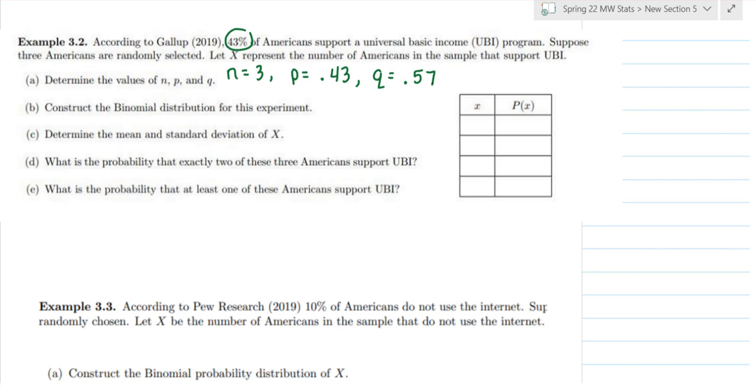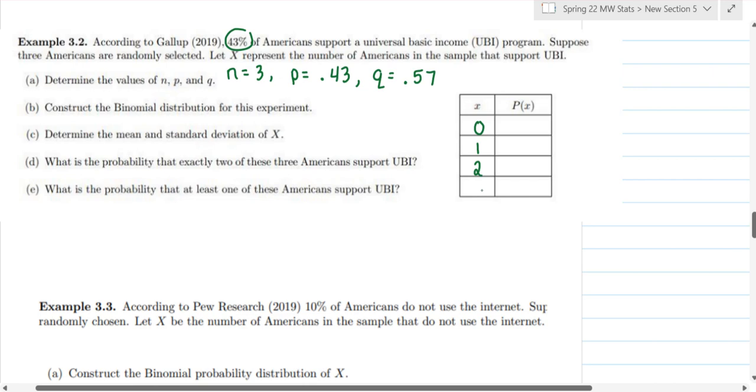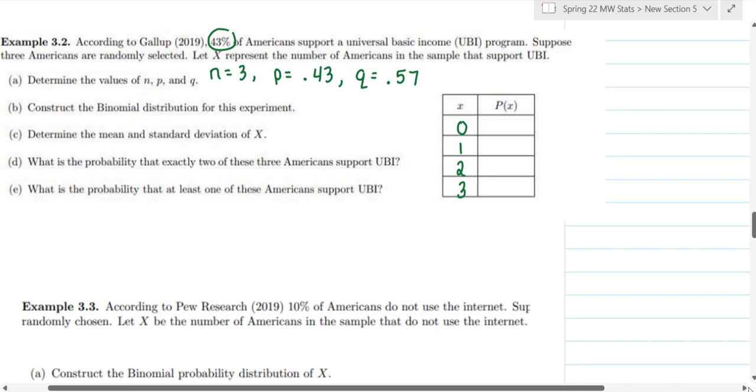All right, then I want to construct the binomial distribution for this. So I'm going to go here to X. So X can take on 4 different values. You could say that 0 of them say yes, 1 says yes, 2 say yes, or all 3 say yes. Okay, then we're going to do the probability using our probability formula before I show you how to do it in your calculator.